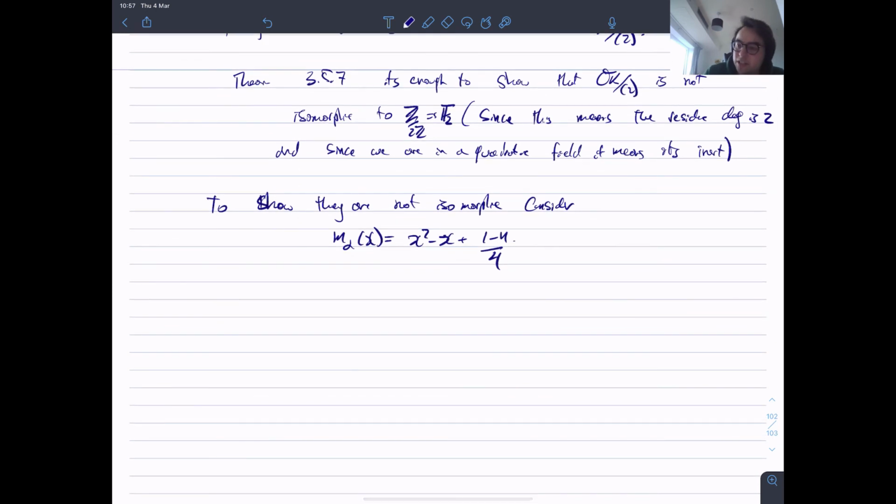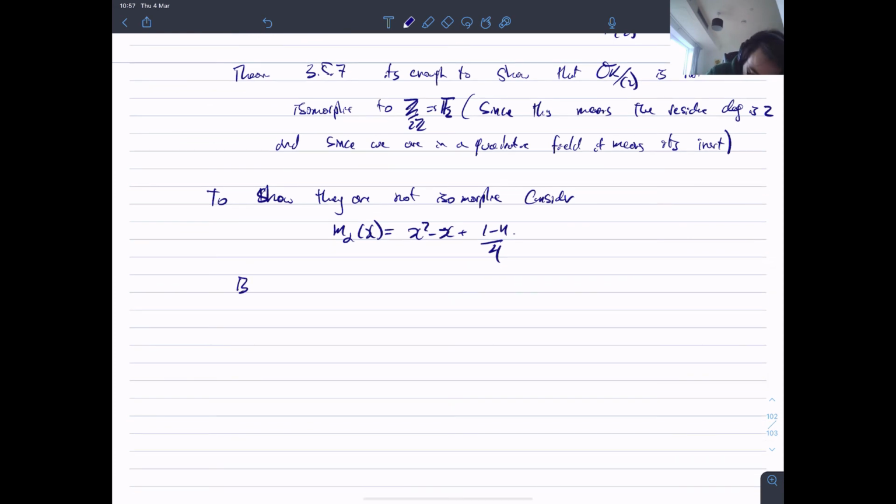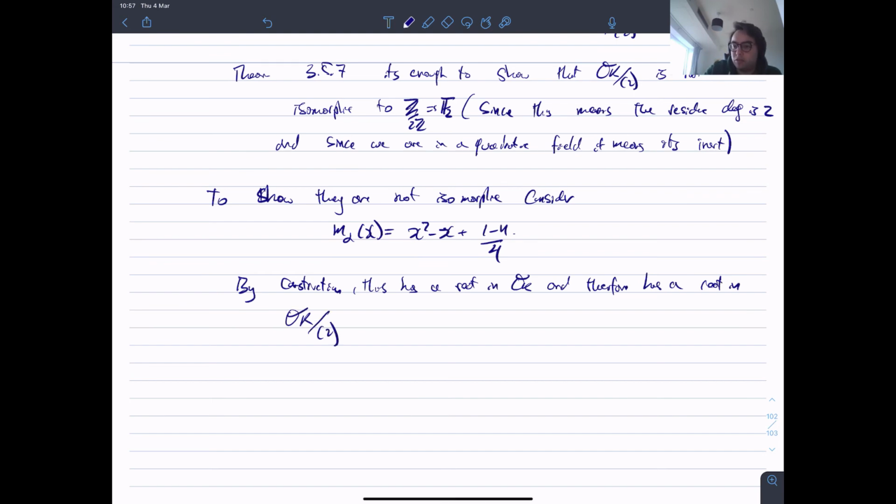You can go back and check that this is going to be the case. So by construction, this has a root in OK, obviously, and therefore has a root in the quotient OK mod 2. So you just take your root and reduce it mod 2.